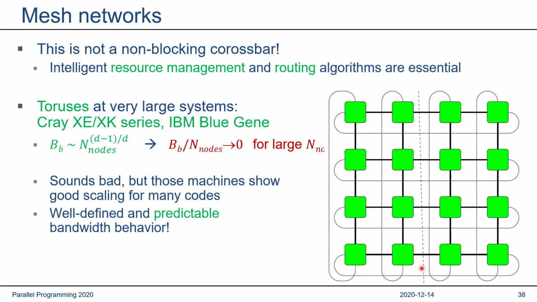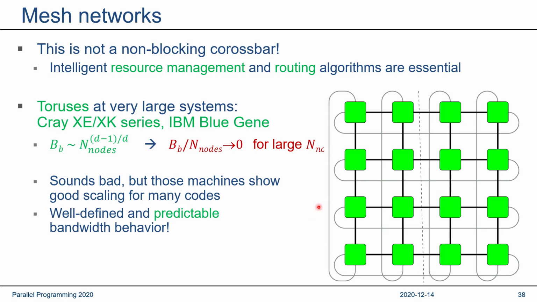Of course, in this case, intelligent resource management and routing algorithms are essential. There must be some kind of resource manager in place that knows how to put processes of MPI programs close together so that they're not forced to communicate over large distances, which is always detrimental in such a network. There are prominent examples of torus structures in very large systems, for example the Cray XE and XK series or the IBM Blue Gene.